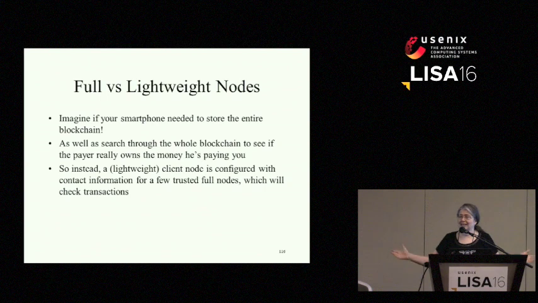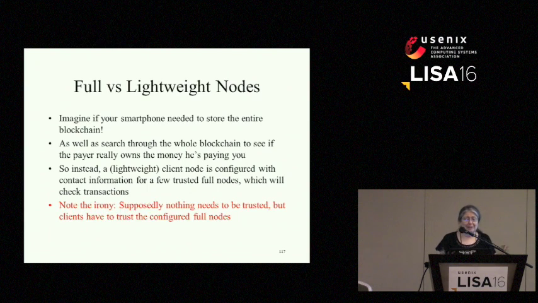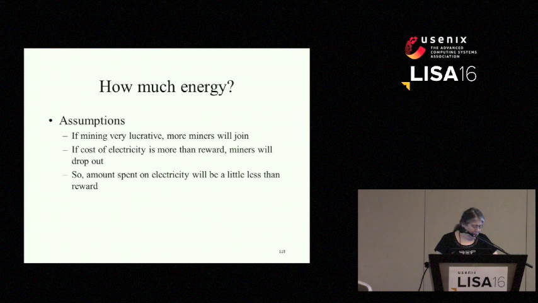A full node keeps the entire ledger, and if you get paid a Bitcoin, you go and ask a full node, hey, should I believe this? Is this a valid thing? And they'll check against the ledger. You're configured with some number of full nodes, which is kind of ironic, because supposedly nothing needs to be trusted, but you really do have to trust the full node that you're configured to trust.